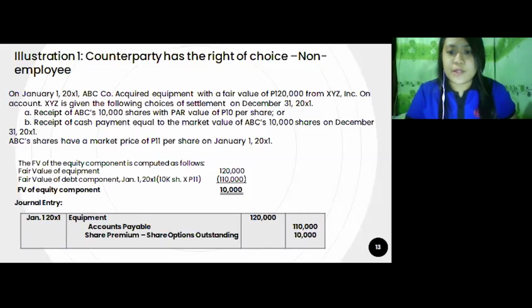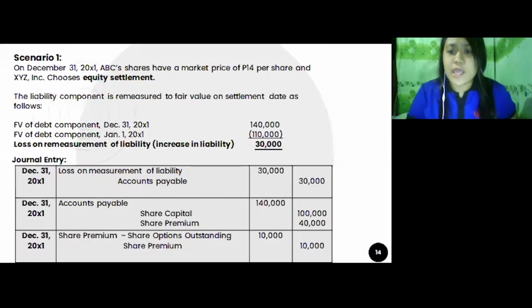In scenario 1, XYZ chooses equity settlement. The liability component is remeasured to fair value on settlement date as follows. The fair value of that component on December 31 is 140,000, which is 10,000 shares times 14 pesos. The fair value of that component on January 1, 20x1 would be 110,000. We will deduct that. The loss on measurement of liability is 30,000 pesos.